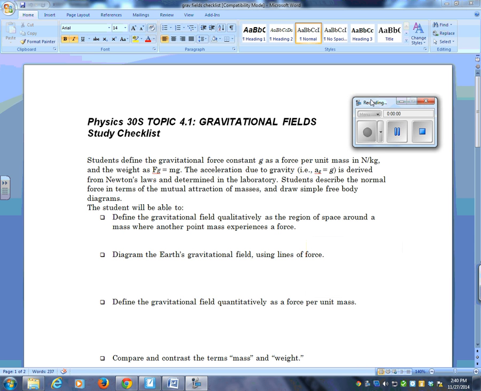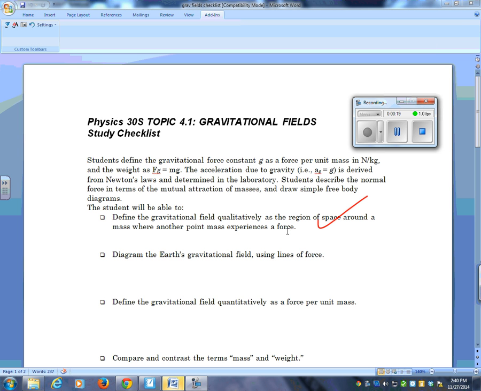Yesterday, we started with some notes. I'm hoping to finish those today if we have time. We'll see. We talked yesterday about the gravitational field qualitatively as the region of space around a mass. For another point, mass experiences force. I know I put that in definitions. Covered. Done.